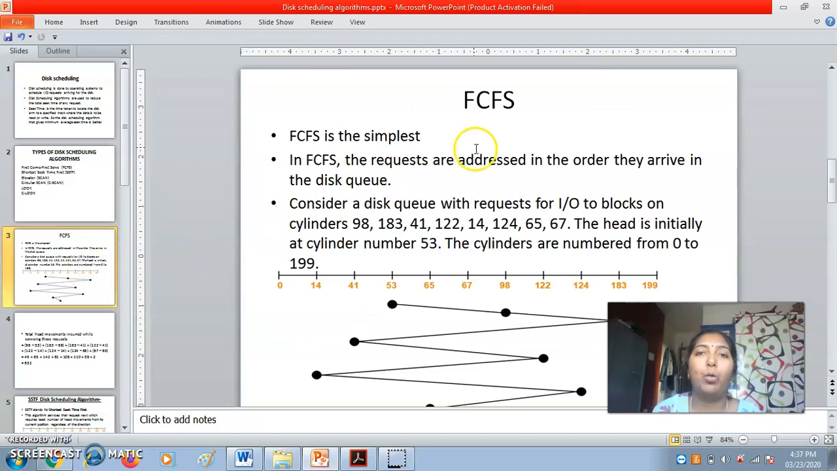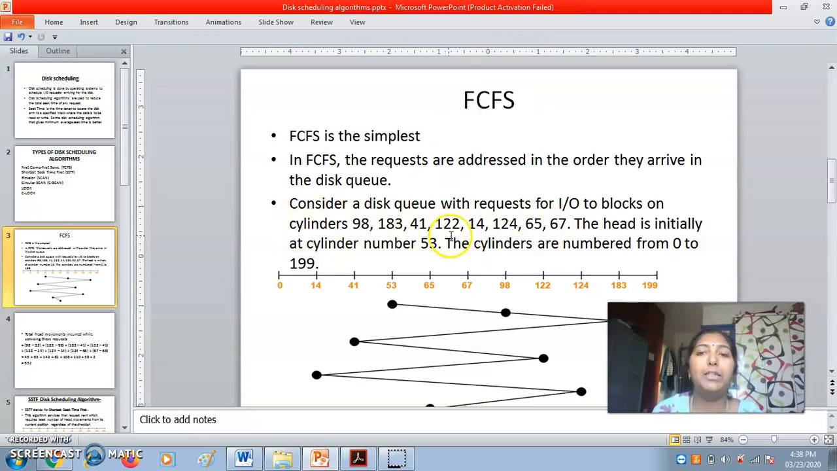First we will see what the FCFS disk scheduling algorithm is. The full form of FCFS is first come first serve disk scheduling algorithm, and it is the simplest algorithm among all the remaining algorithms. In FCFS, whichever IO request arrived first in the order is serviced first. To explain this FCFS scheduling algorithm, we are considering the following example.